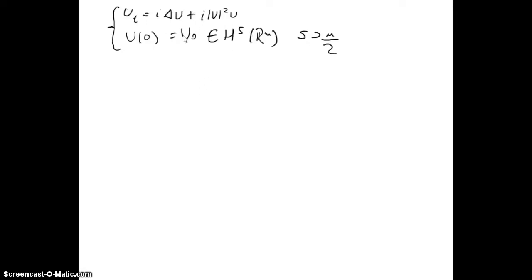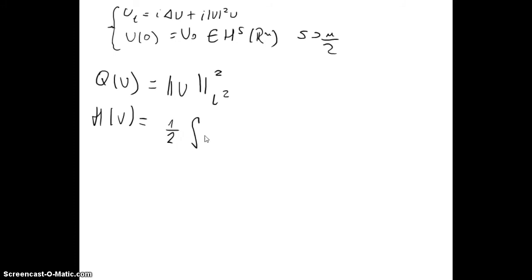Okay, so we have the cubic Schrodinger equation, which we said was proposed in a chess, and we also proved that Q(u), the L2 norm of u squared, was constant, and then we got that H(u), the Hamiltonian, was also constant. It was 1/2 integral of u_x squared, minus or plus, depending on whether it's focusing or defocusing, 1/4 integral of u to the fourth dx.